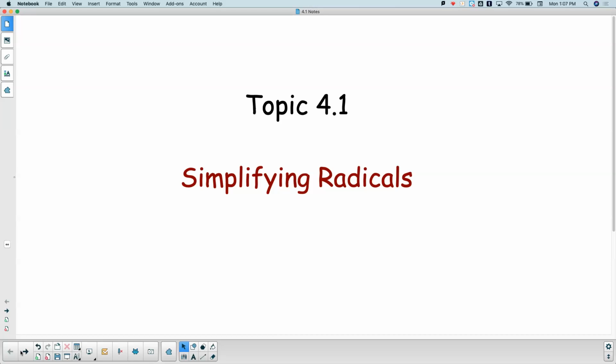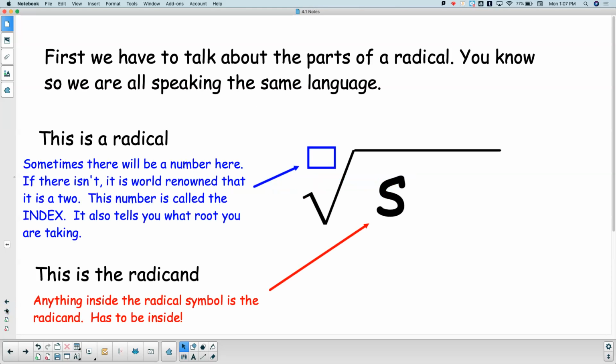Alright, so here we go with topic 4.1, day number 1. In order to start, we need to be all on the same page. We need to be speaking the same language. So this is a radical. It has 2 different parts. We'll start on the inside. The inside of the radical is called the radicand. Anything that's inside the radical is called the radicand.